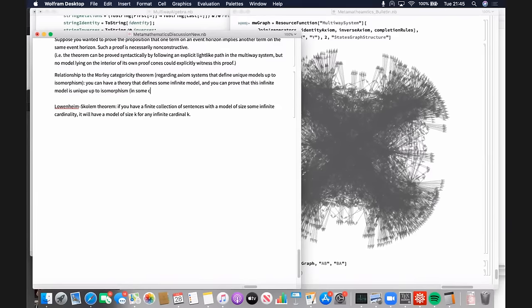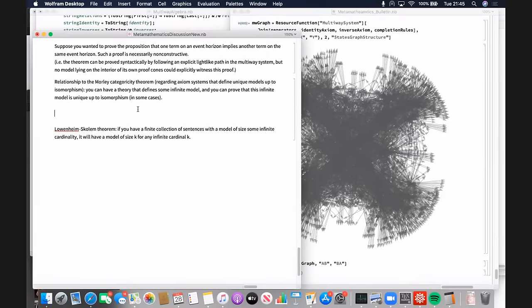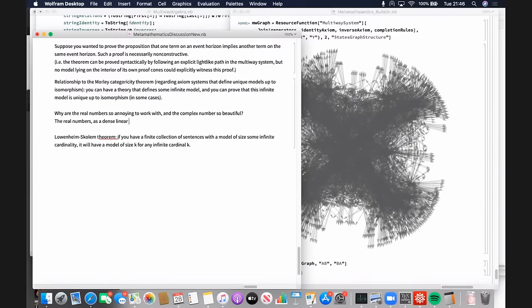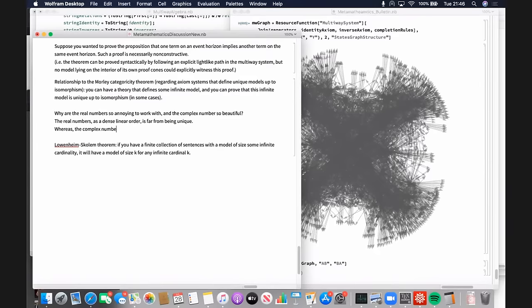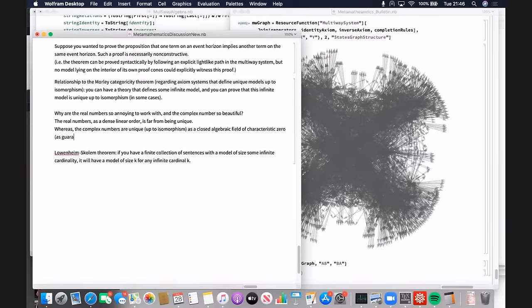This came up in that paper on Kiesler orders that you forwarded to me. So this is why the real numbers are so annoying to work with and the complex numbers so beautiful. It's essentially because the real numbers, as a dense linear order, have lots of possible models, far from being unique, whereas the complex numbers are unique up to isomorphism as an algebraically closed field of characteristic zero, as guaranteed by Morley categoricity.